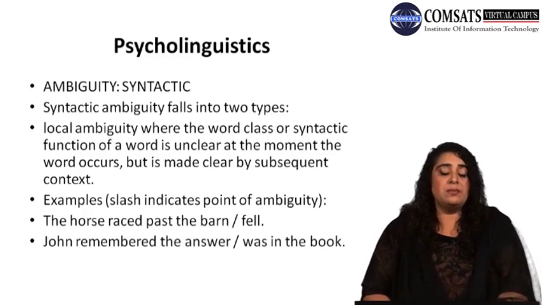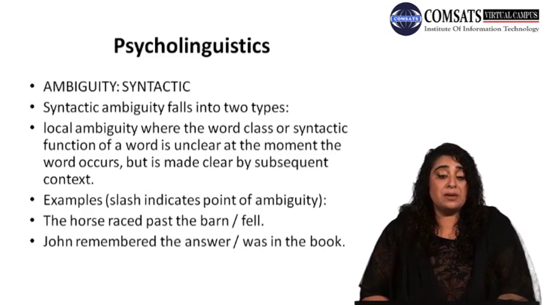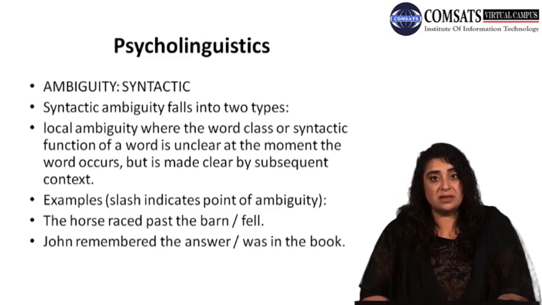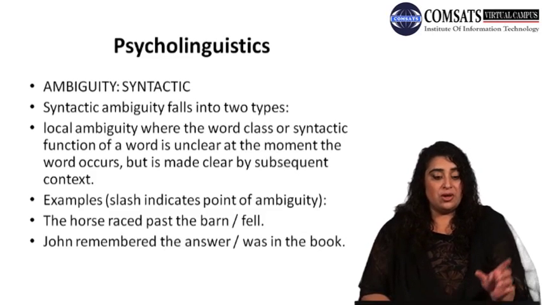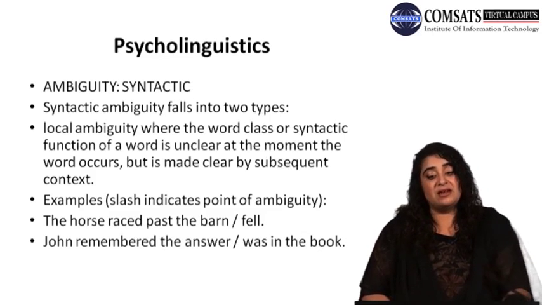Now, ambiguity: syntactic, structural. Syntactic ambiguity falls into two types. Local ambiguity is where the word class or syntactic function of a word is unclear at the moment the word occurs, but is made clear by subsequent context.